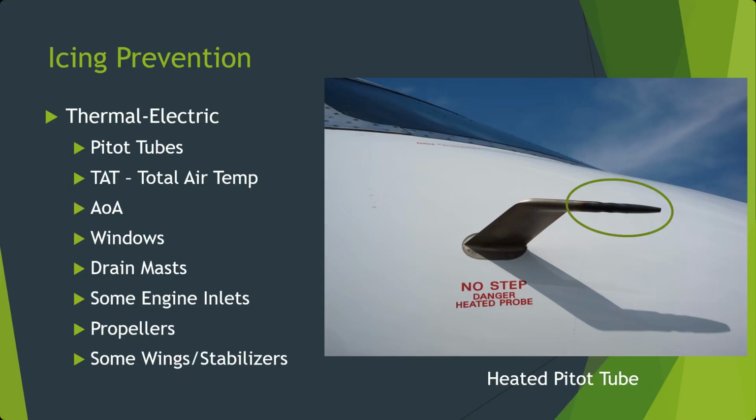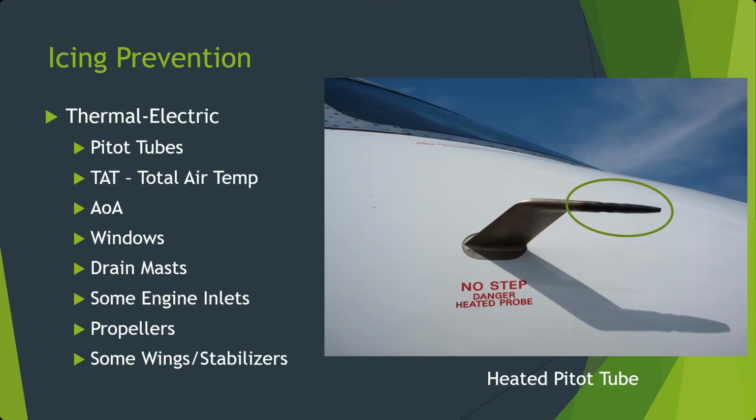Strangely enough, the total air temperature probe, which is the outside air temperature probe, is heated to keep it from icing up, and yet it can still measure temperature. Also angle of attack vanes for stall protection, windows, and the drain masts for the sinks, lavatories, and galleys. Some smaller aircraft will use thermoelectric for engine inlets. Turboprops often have thermoelectric boots on the leading edges of the propellers, and then some wings and stabilizers. Again, aircraft tend to use thermoelectric if they don't have pneumatic bleed air.